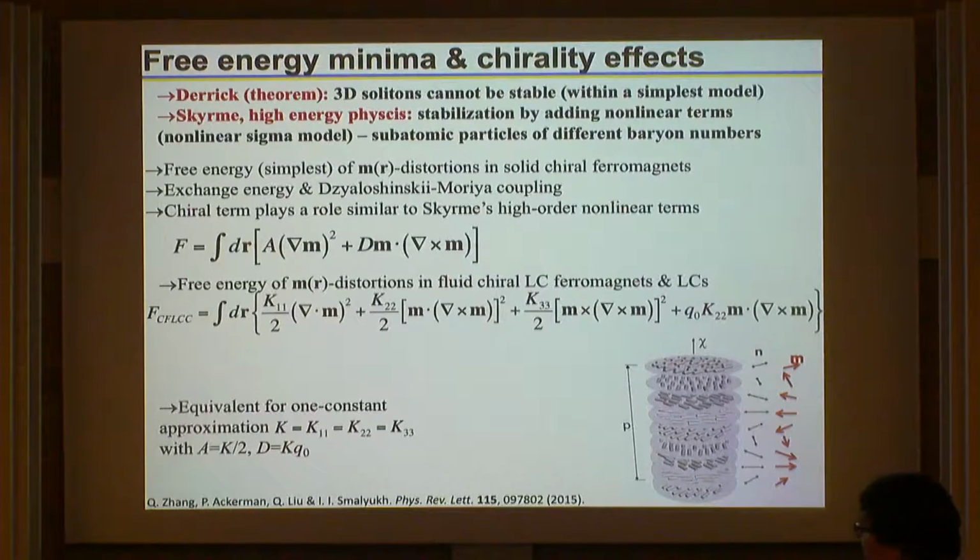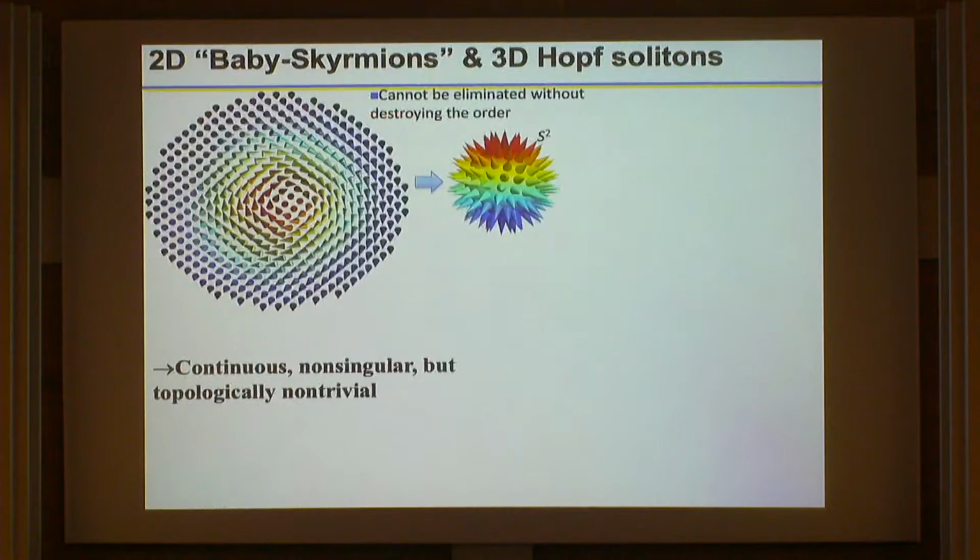What this means is essentially that in one constant approximation we can map the problems we have in liquid crystals and magnets to each other, right? Because the Hamiltonians are similar in both cases. And so now let's take a look at the different solitonic structures that we can have.